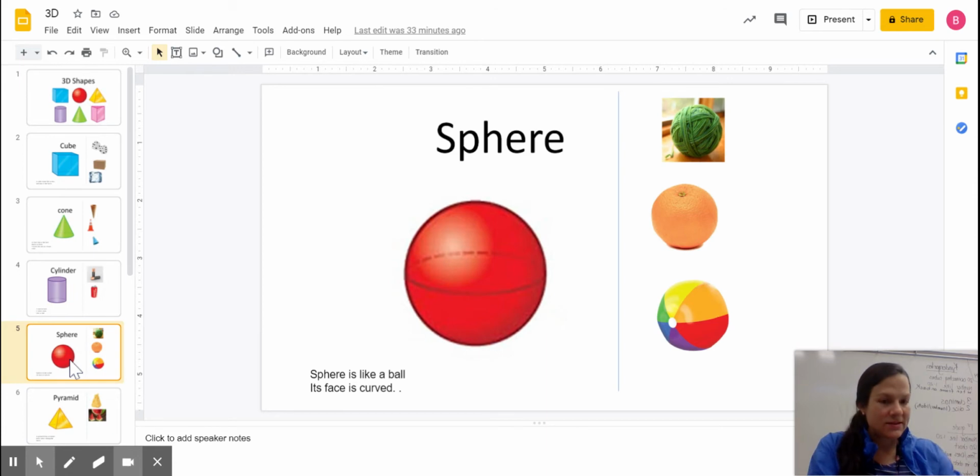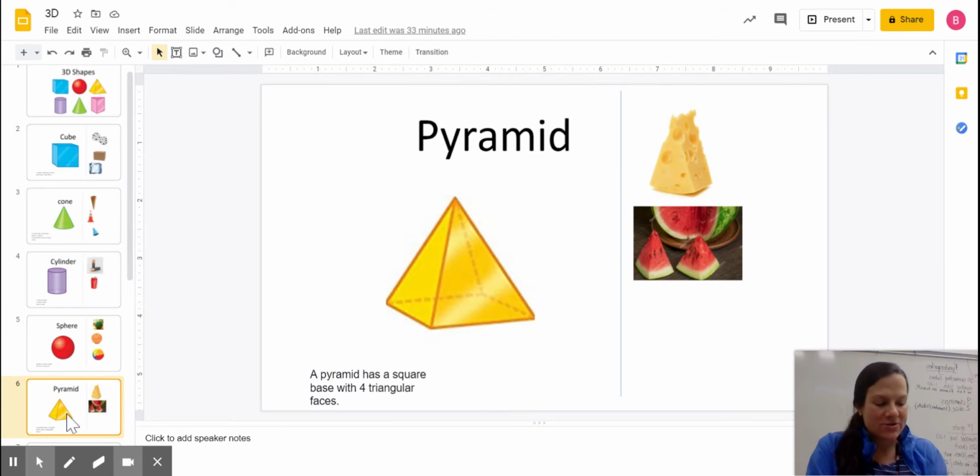Our next shape is called a sphere. A sphere is like a ball, an orange, an apple. Its face is also curved. It can roll. Can you say sphere? Awesome. And my last shape I'm going to introduce you to is a pyramid.